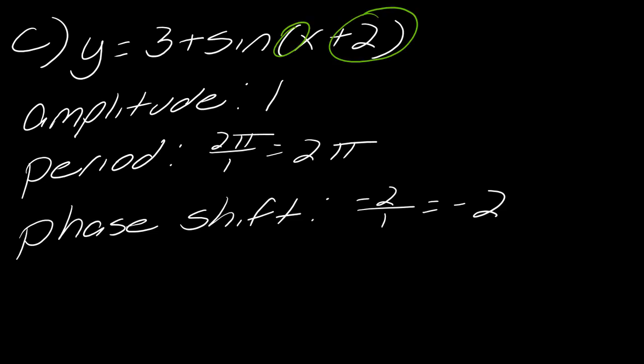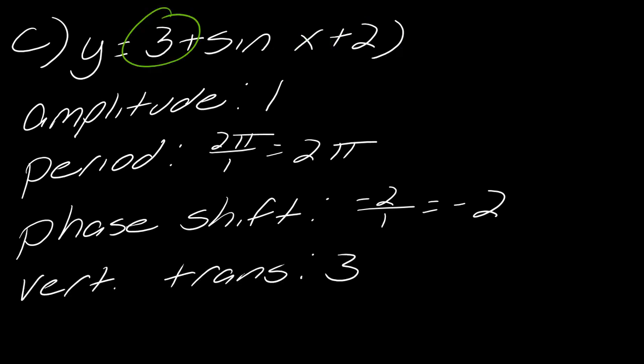And then phase shift. So for the phase shift, remember I take the opposite sign. So this is positive 2, so it's going to be negative 2 divided by whatever number is in front of the x. There's no number in front of the x, so phase shift is negative 2 divided by 1. So phase shift is just going to be negative 2. And then finally, we have vertical translation. So that's the number on the outside. That's 3. So this graph moves 3 up and 2 left.